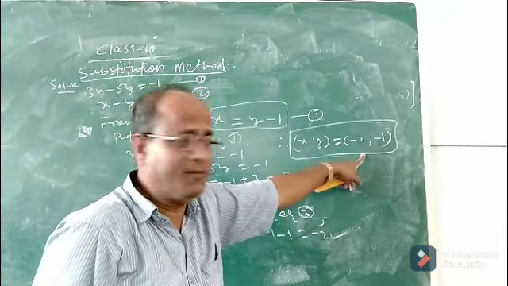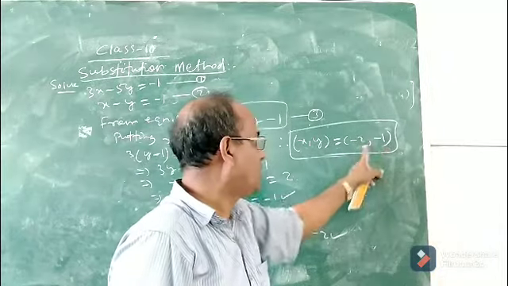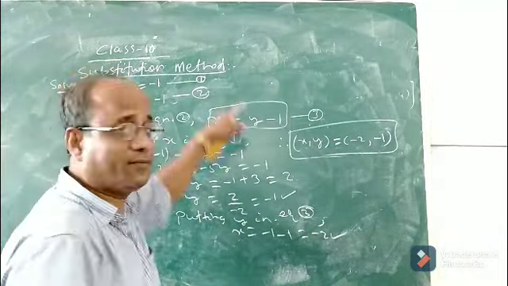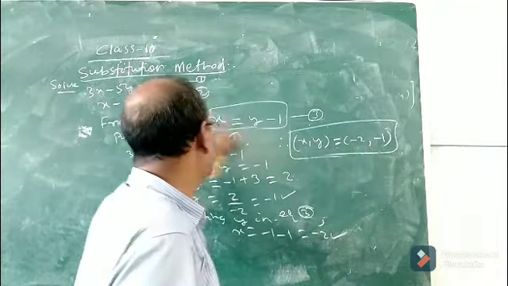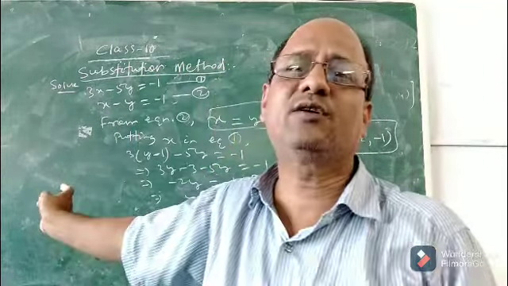And if you want to verify, you can put these values, this is the value of x and this is the value of y, in both the equations, and you will see that the left hand side will definitely be equal to the right hand side. That means this unique solution of x and y will satisfy both the equations. So children, I think you understood. The method of substitution is very simple.